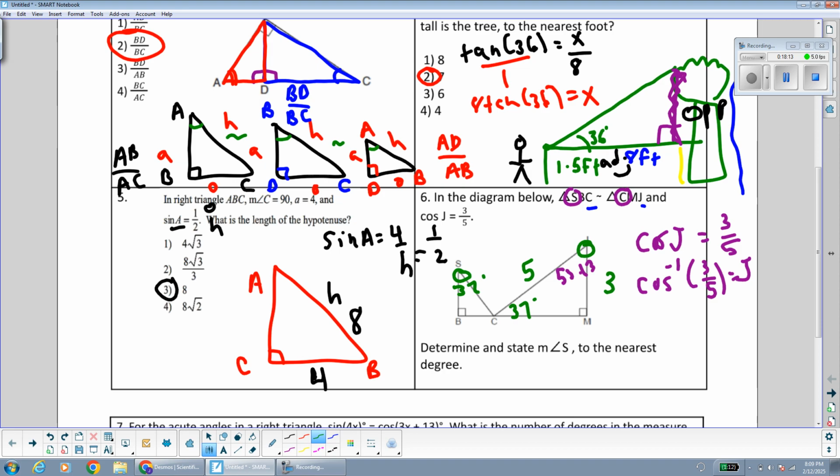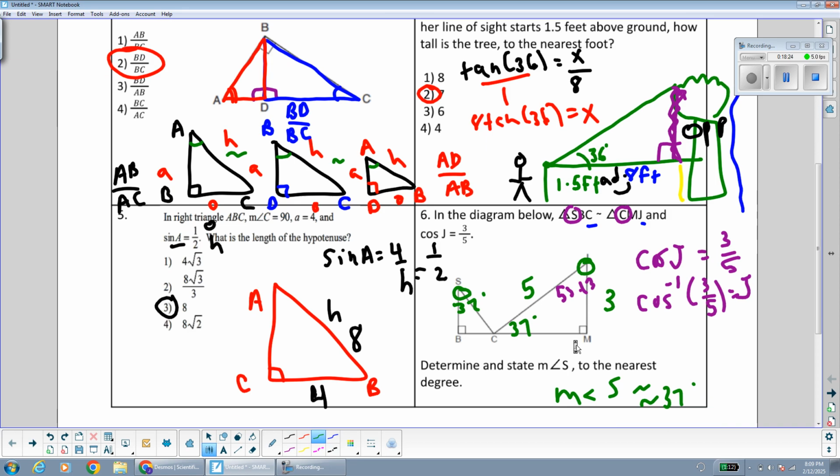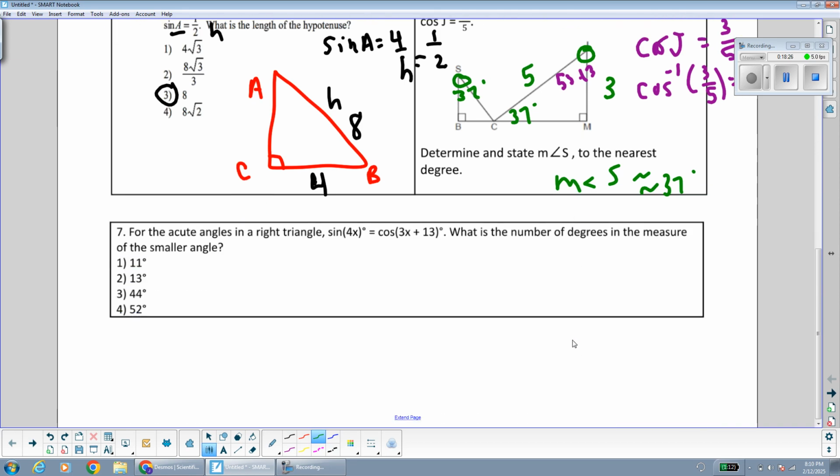So definitely use the letter names of the triangles to help you figure out what corresponds when you have similar triangles. Sometimes it can be deceiving. It's not what you think.